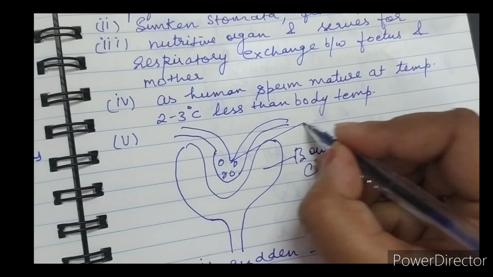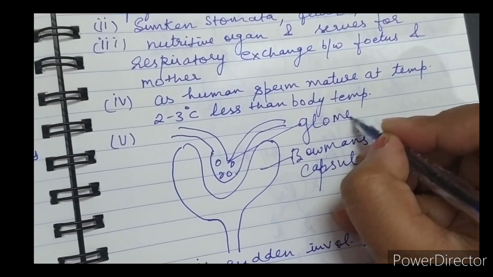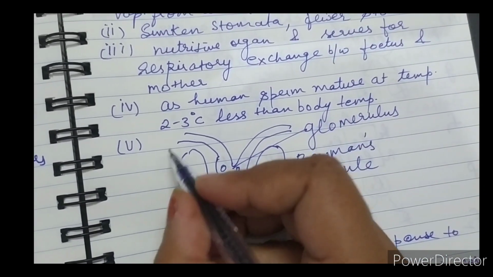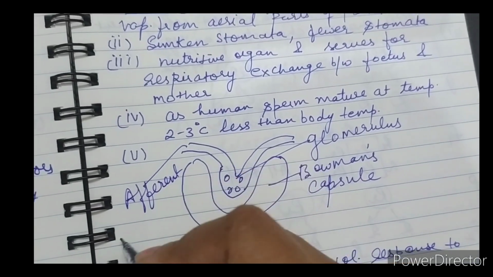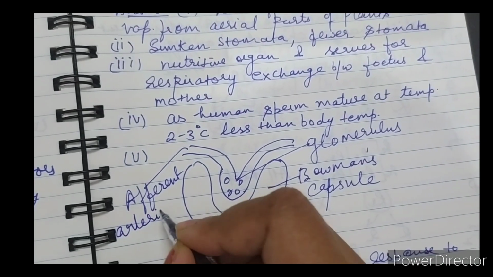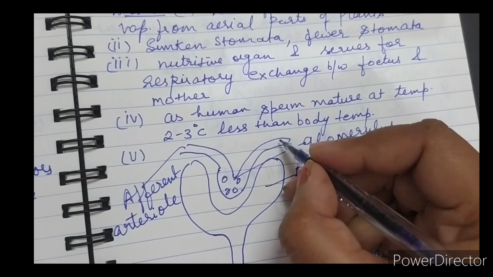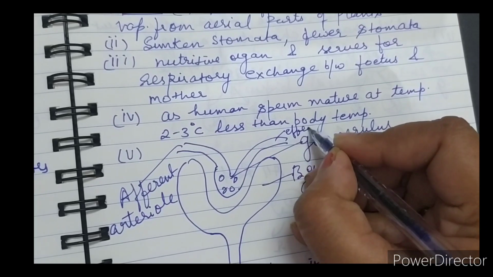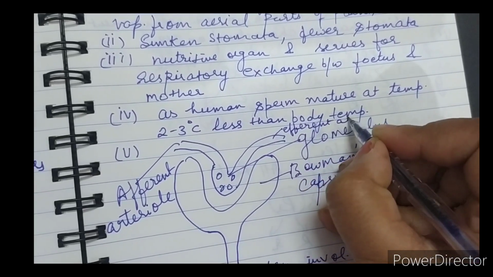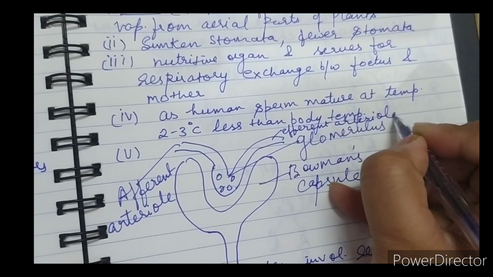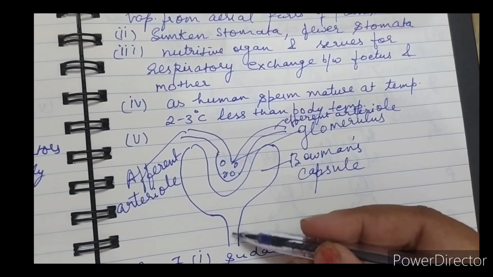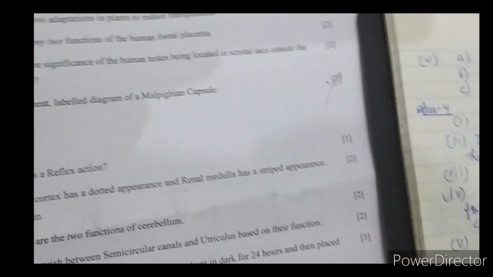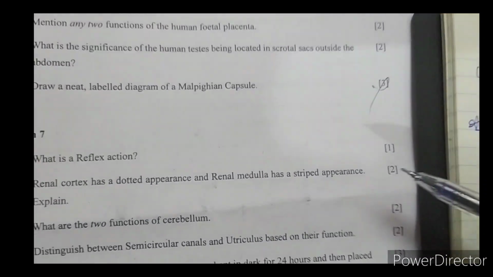This is the glomerulus, and this is the afferent arteriole, and the leaving one is the efferent arteriole. And this extension goes to the PCT. So you can label it. I think it is a 3 marks question, so you can label any 3 parts.